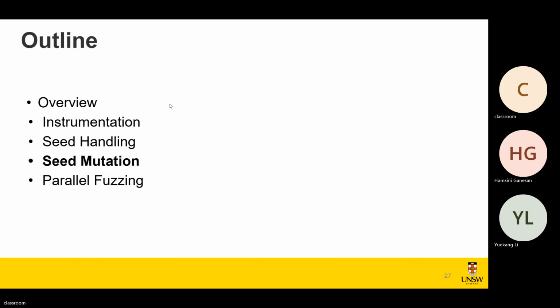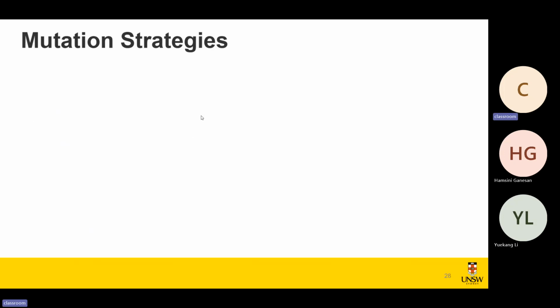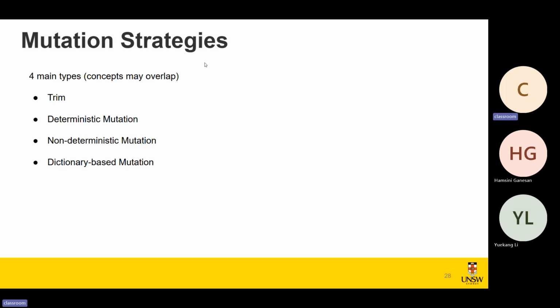Now, we just covered how AFL determines to keep new seeds, and how AFL determines which seed to use and how many new test inputs should be created. So now let's have a look at how AFL creates new test inputs. It creates new test inputs by mutating the current seed. AFL has 4 main types of mutation strategies, and some of the concepts may overlap with each other, especially for dictionary. The first one is called trim. The second one is deterministic. The third one is non-deterministic, and the last one is dictionary-based mutation.